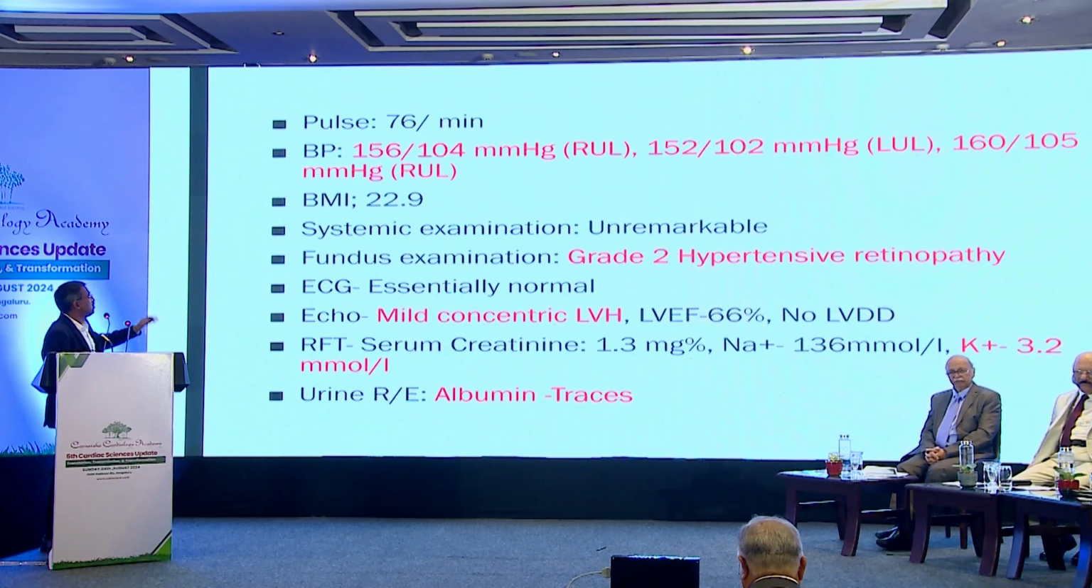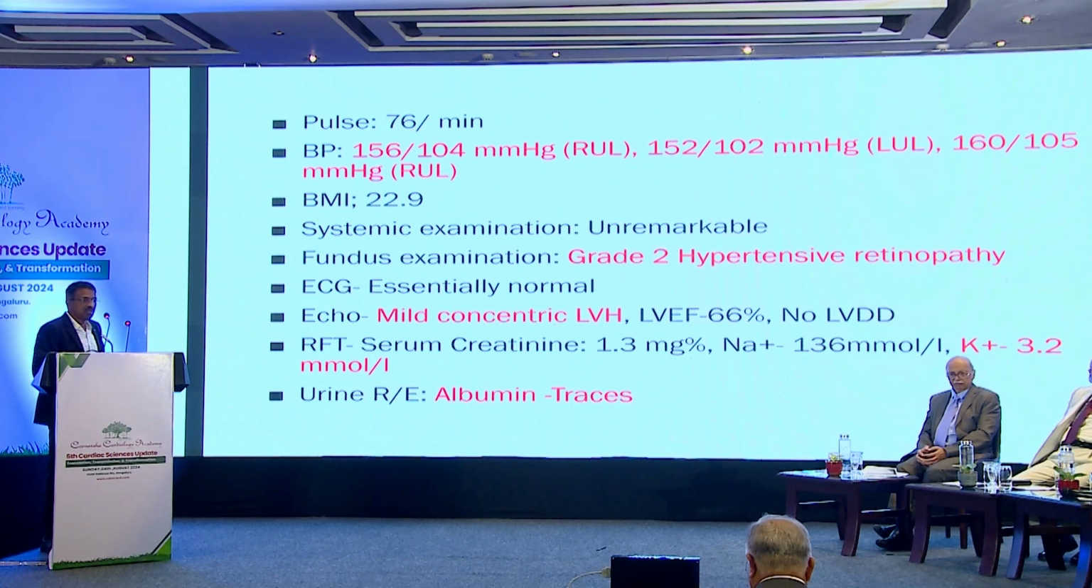If you look at him, his pulse rate was around 76. The blood pressures showed not much difference between the right and left upper limbs, and slightly higher blood pressures in the lower limbs, which is a normal phenomenon. His BMI was 22.9, systemic examination was unremarkable, fundus examination showed grade 2 hypertensive retinopathy, ECG was essentially normal, and echo showed mild concentric LVH with normal LV systolic function and no evidence of LV diastolic dysfunction.